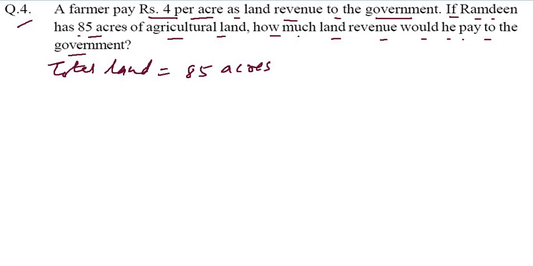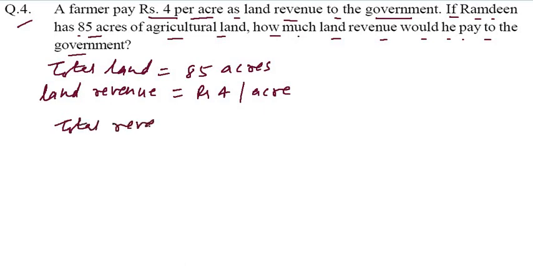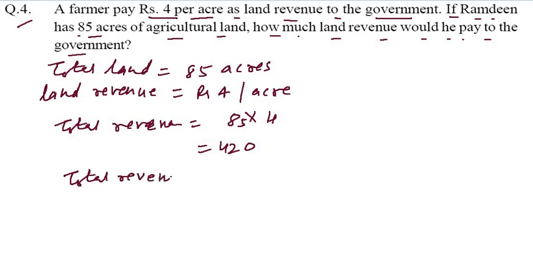Now the land revenue is given as rupees 4 per acre. Now the total revenue is equal to 85 into 4. So you can multiply: 5 4s are 20, and 4 8s are 32, and 2 is 34... Total revenue is equal to rupees 420, and that one is your answer.